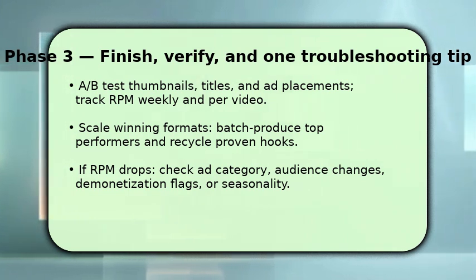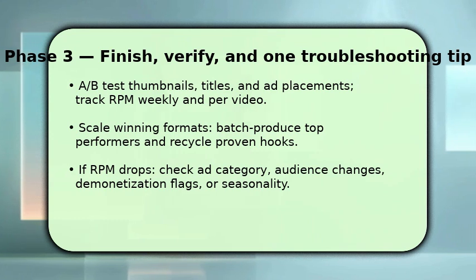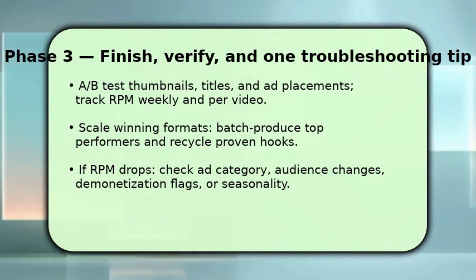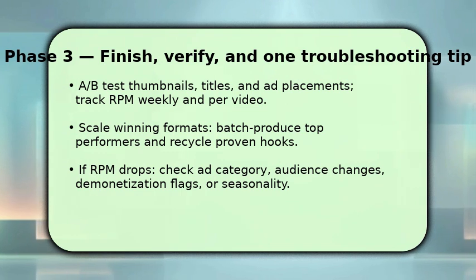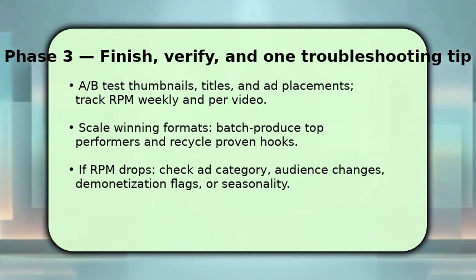If RPM drops, troubleshoot. Inspect ad category shifts, watch for demonetization tags or audience demographic changes, and account for seasonality. Finally, make incremental changes and measure. Small optimizations compound into a sustained RPM increase when you stay consistent.